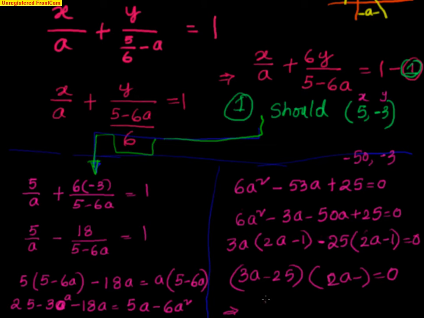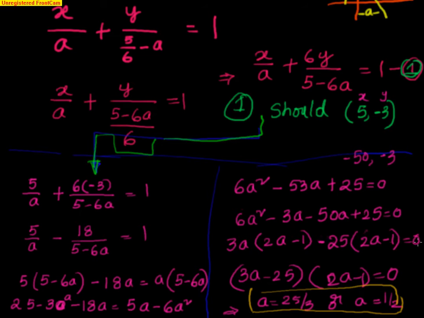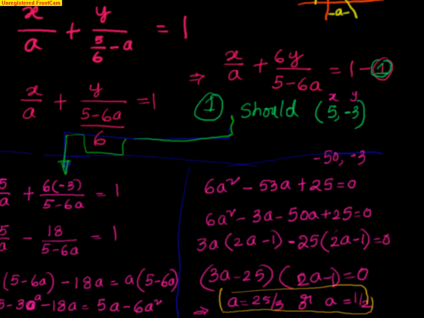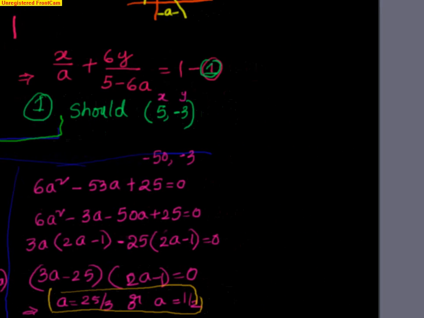Which gives me a equal to 25 by 3 or a equal to 1 by 2. So these are the values of a. Super. We got the values of a. Now I can find out the values of b. I can directly go to my equation x by a plus y by b equal to 0 and substitute them. Let's see. This is getting a little bit interesting, right? We are about to solve it. Okay, fine.